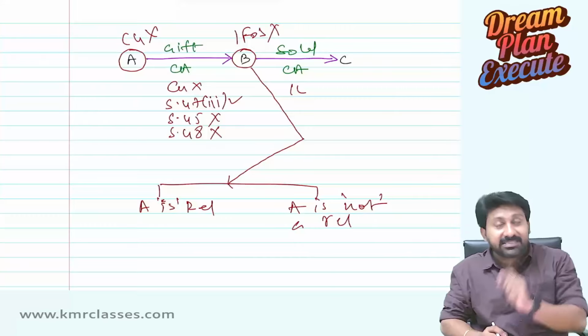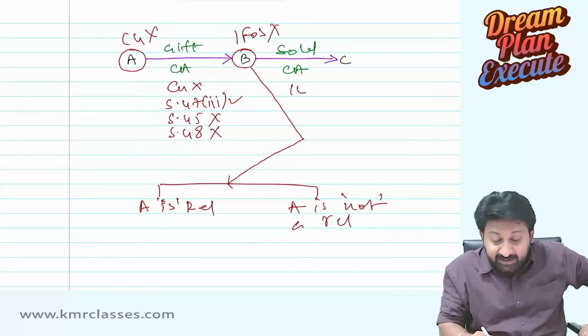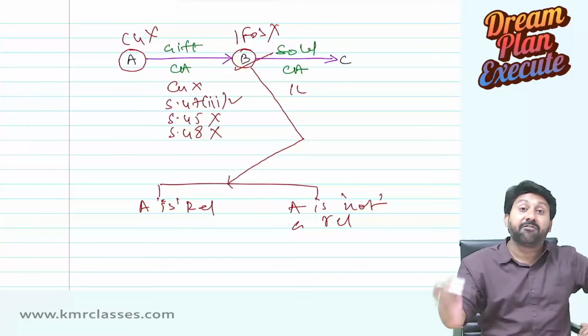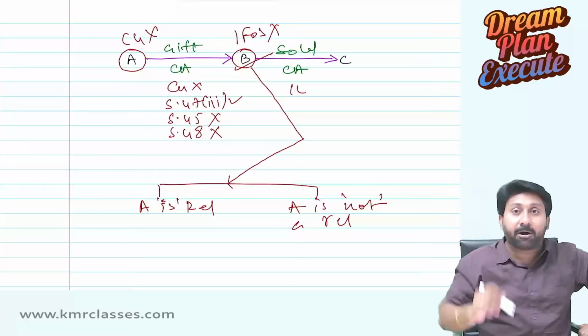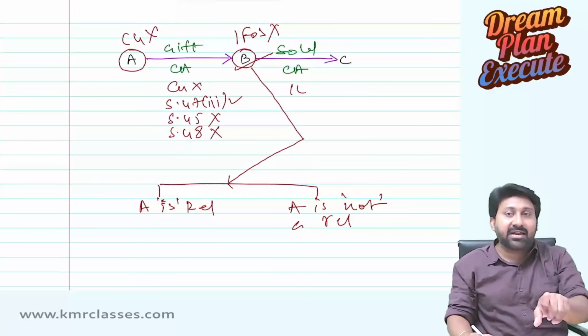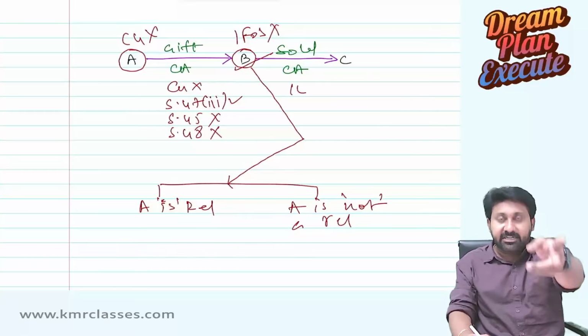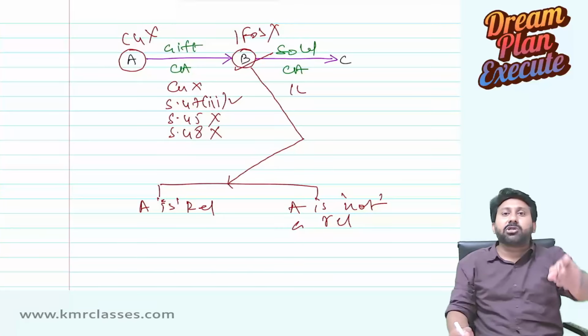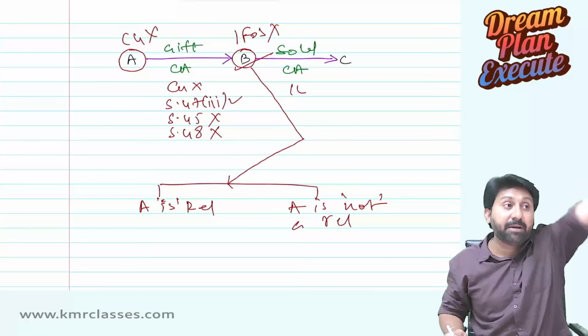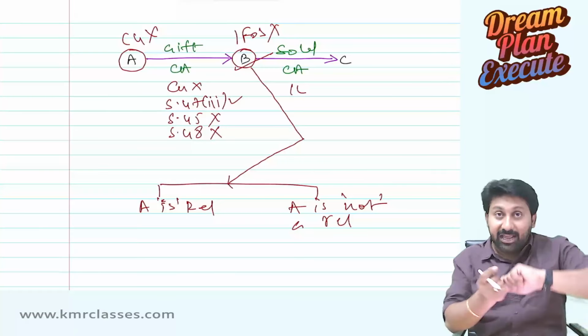Therefore, what the government said is, if subsequently B sells the property, I repeat, if subsequently B sells the property, in the hands of B capital gains will get attracted. The cost will be the cost to the previous owner, and the consideration will be the consideration between B and C. Long term or short term will depend on the period of holding of the previous owner. Up to here, clear? Now, reverse the case.